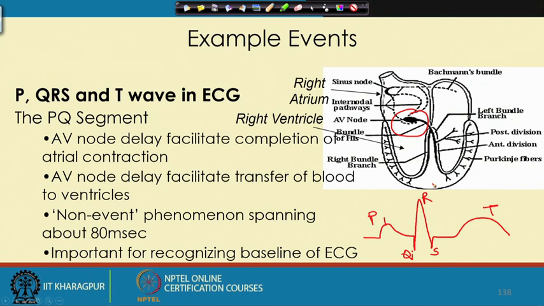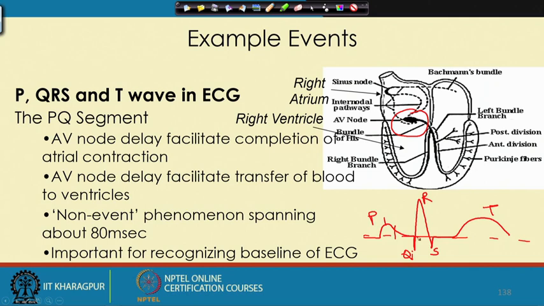So, at that moment it is desirable that the ventricles should be relaxed, they should allow the blood to flow. So, for that the AV node stops that signal, and that helps for the transfer of the blood. And because there is no electrical activity, after the P wave is completed, it is almost going through the isoelectric line. So, there is no activity or special signature we can get. So, it is called a non-event phenomenon.